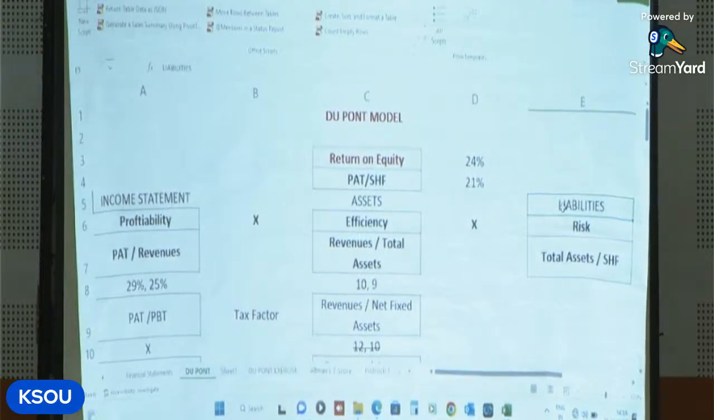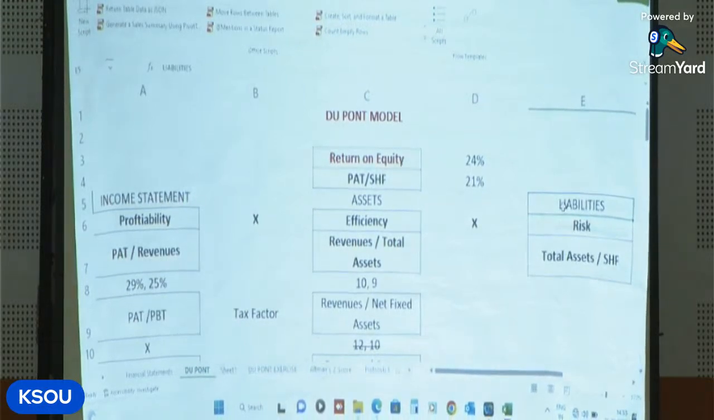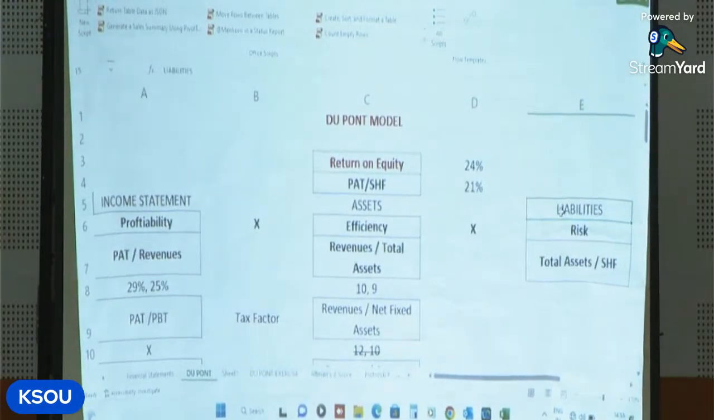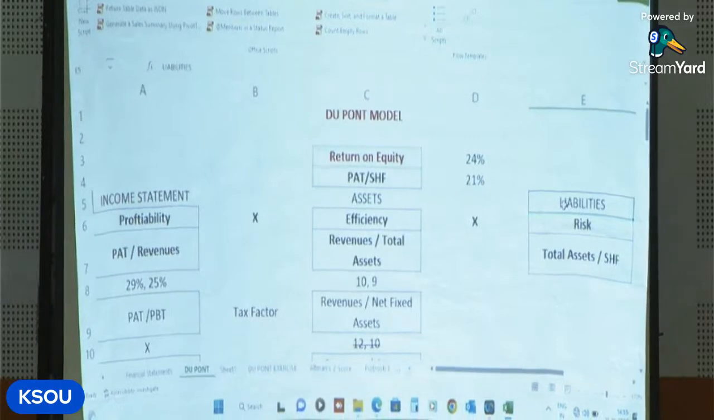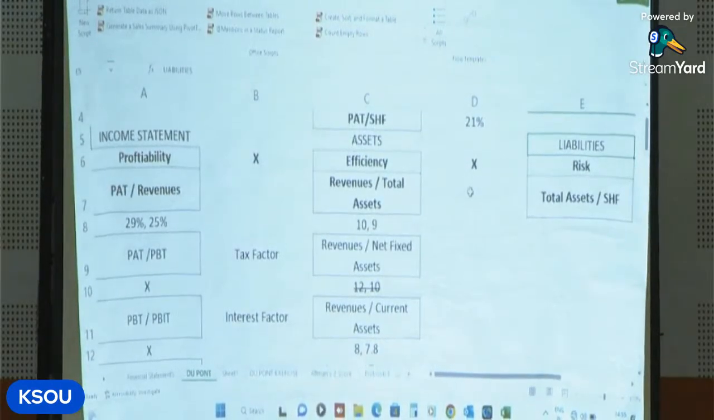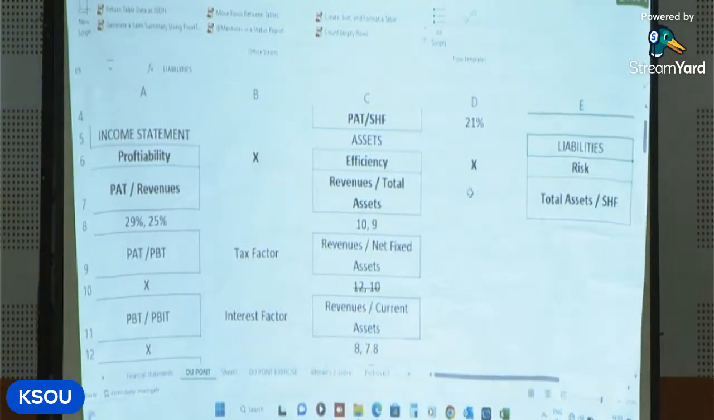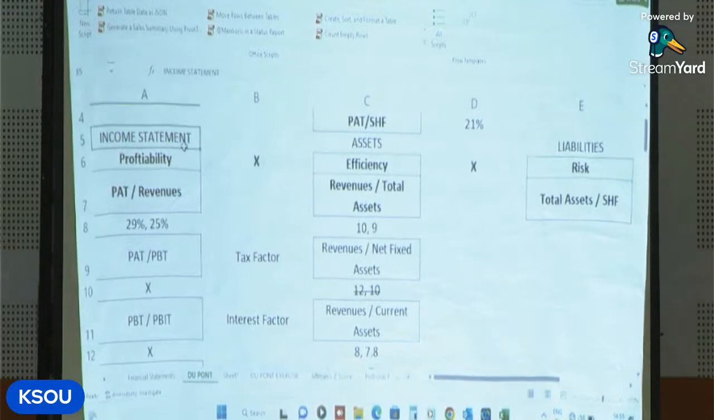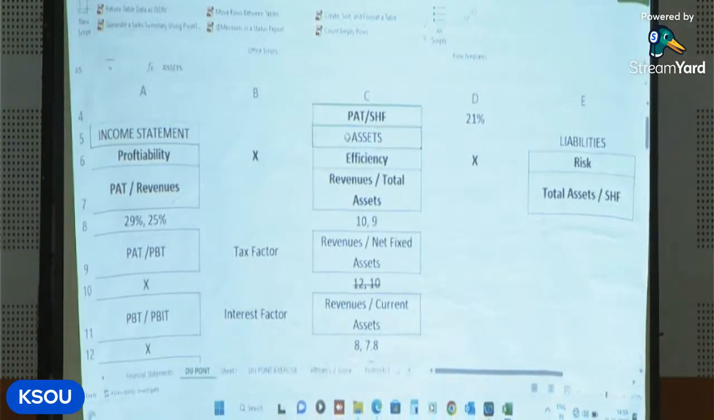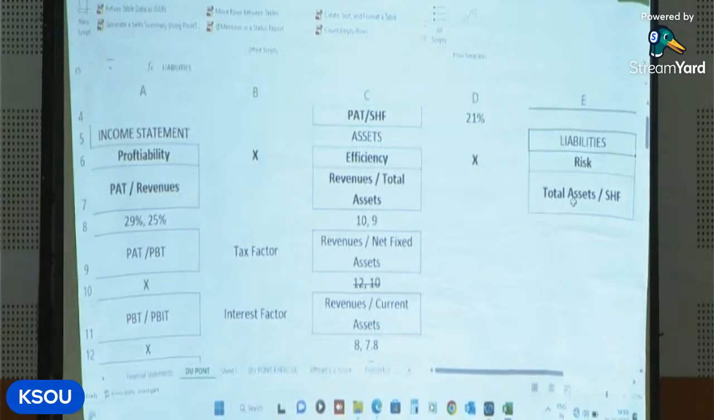Given a problem, how to solve, we know. Our students are also experts. How to identify the problem, that's where this comes into picture. But what is even interesting? DuPont tells us what are the concern areas, what needs management. So what needs management? Some item in income statement, some item under assets, some item under liabilities.